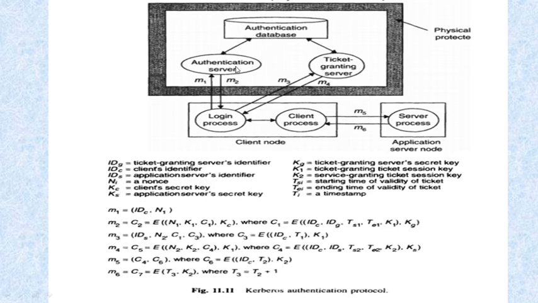The authentication database will also have the server ID and the secret keys of all the servers in the system. The database stores the records of user ID and passwords of all users, and also the server IDs and secret keys of all the servers in the system.